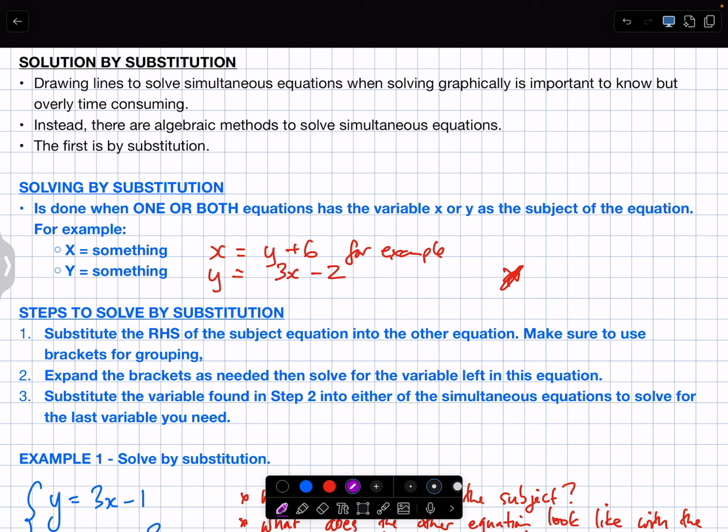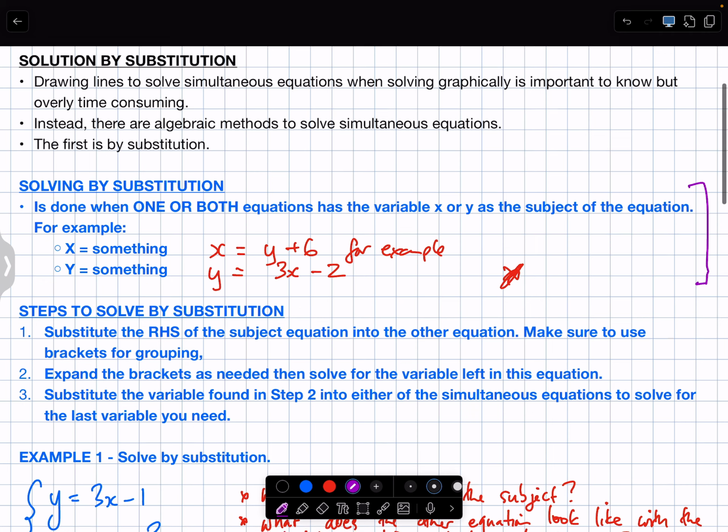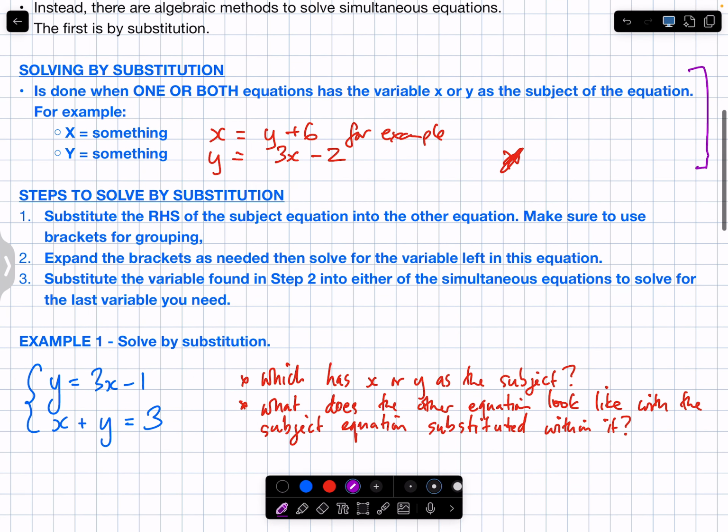So again, you solve by substitution when one or both simultaneous equations has x or y as the subject. So what does that mean? x or y is by itself. What are the steps to that? Steps to solve by substitution.